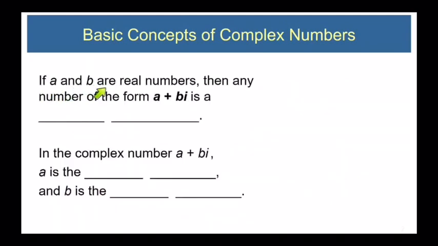Now, if a and b are real numbers, like ordinary numbers that we're used to dealing with, then any number of the form a + bi is called a complex number. It's complex because it has both a real part, which would be the a, and an imaginary part, which would be the b times i. Now, in the complex number a + bi, a is the real part, and b is the imaginary part.